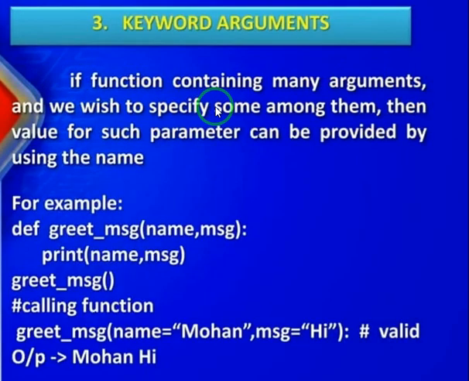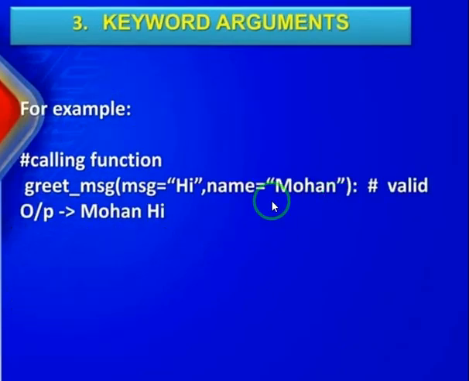Now what is a keyword argument? If a function contains many arguments and we wish to specify some among them, then the values for such parameters can be provided by using the name. So let's say we have defined read message, name comma message, then we're simply printing that and we're calling the function. Now this basically means that when we want to specify some of the arguments, then that is also valid and we can provide their names. This is another example.